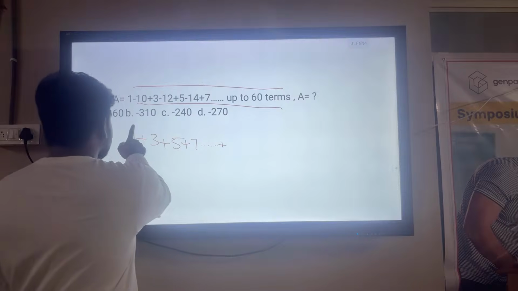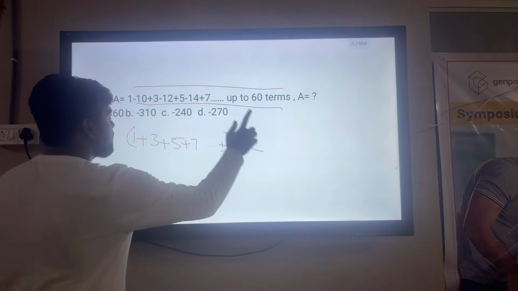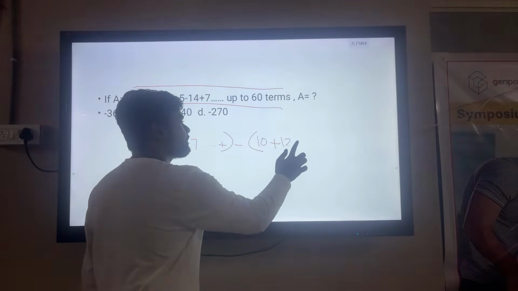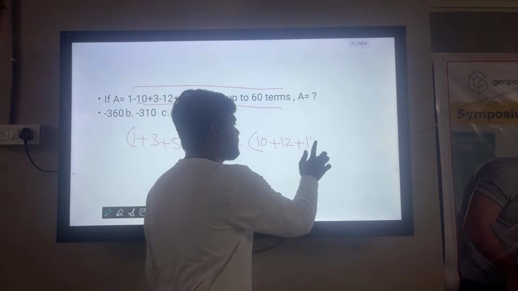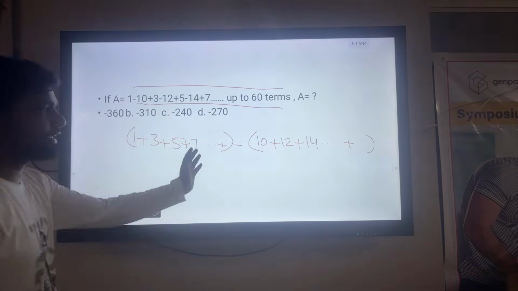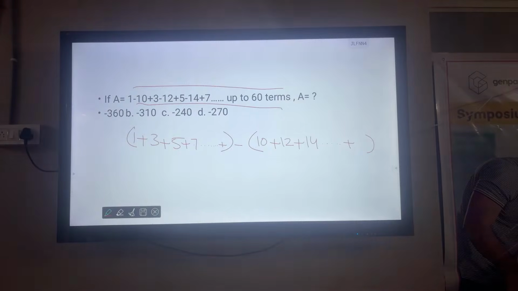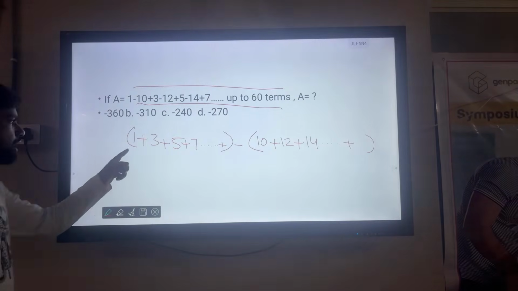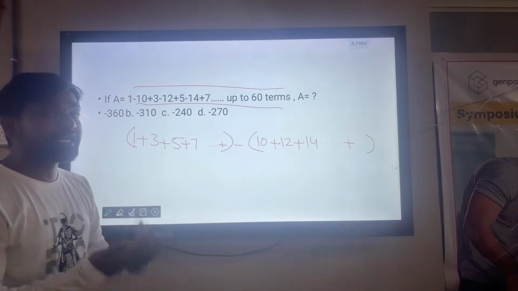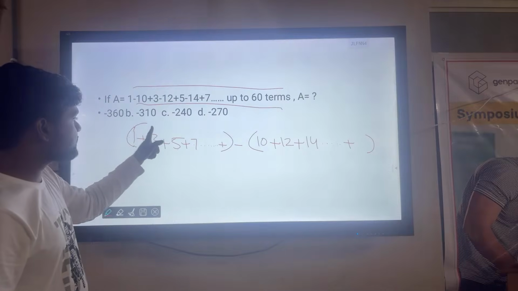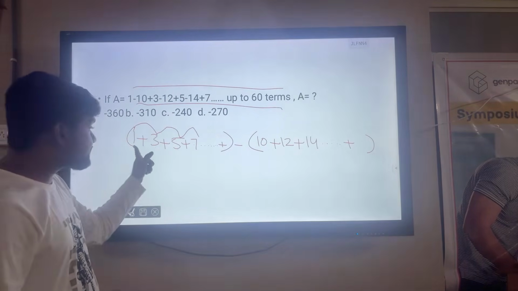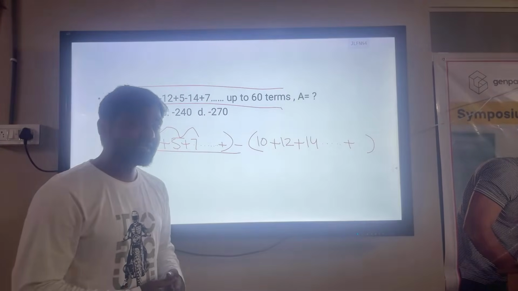And minus the next series, which is 10 plus 12 plus 14 up to 30 terms. 1 plus 3 plus 5 are in arithmetic progression. How can you determine arithmetic progression? When the difference is the same. How can you find the sum of an arithmetic progression?